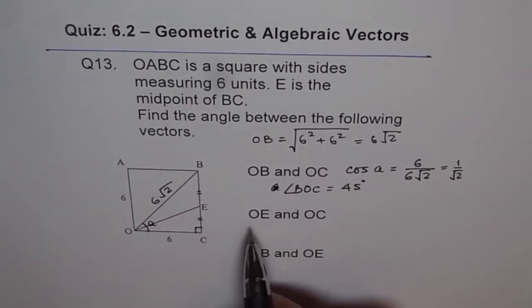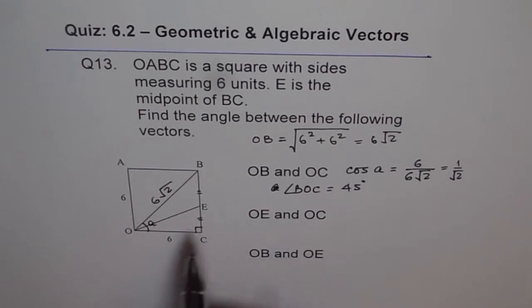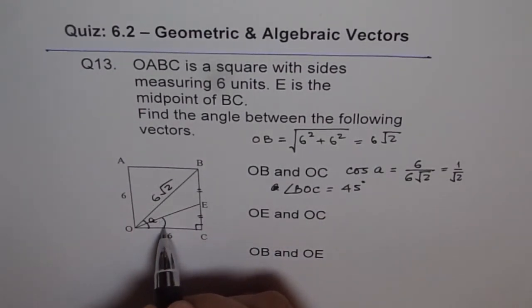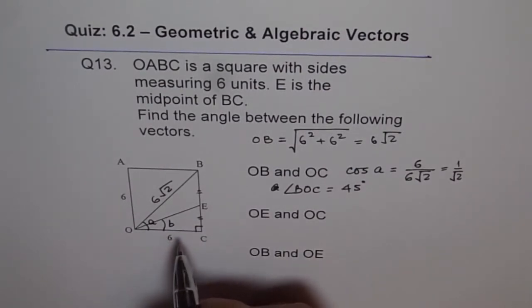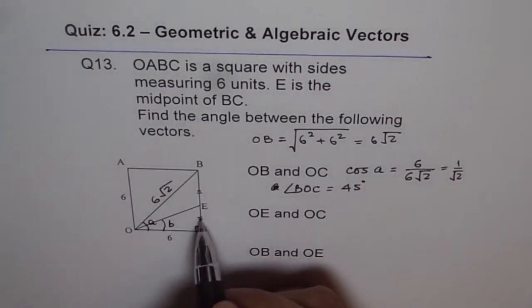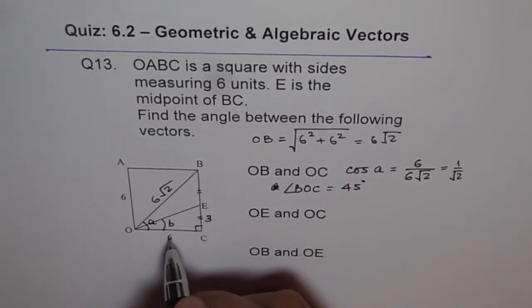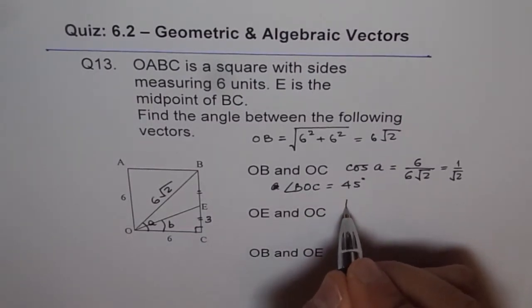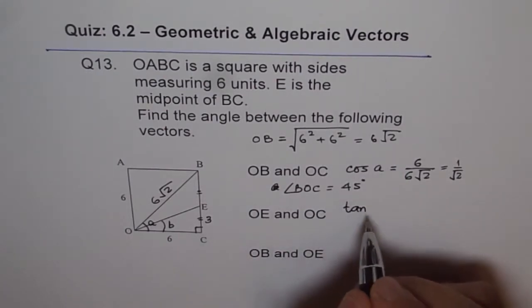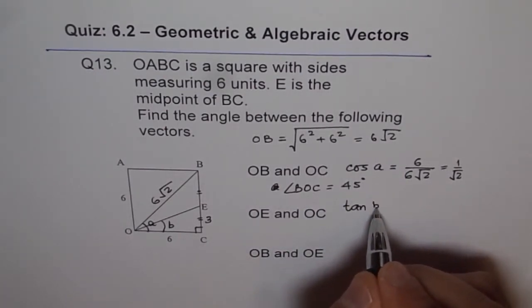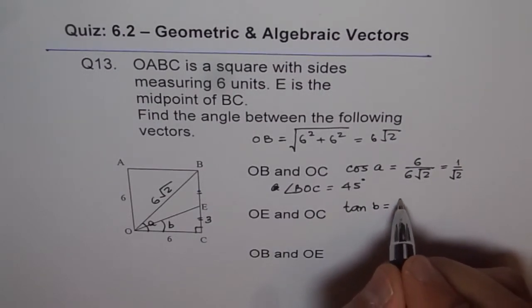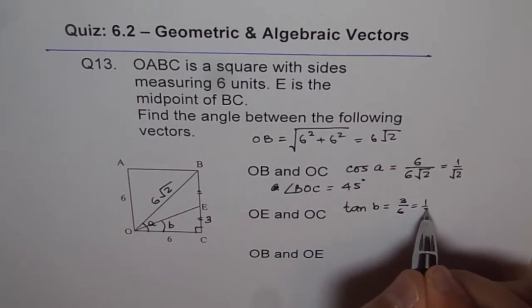Now let's find the angle between OE and OC. Now this angle, let it be B, right? So here we know these two sides are equal. That means this side should be 3. Now this is 3 and this is 6. We know opposite and adjacent sides, and therefore we can use tan, right? So tan of angle B is equal to 3 over 6, that is half, right?